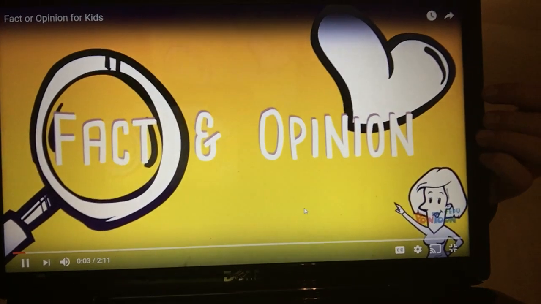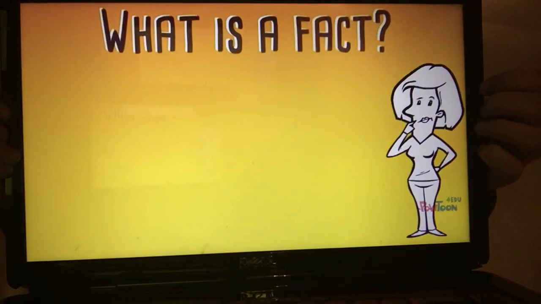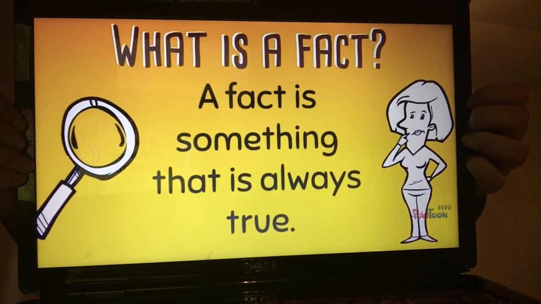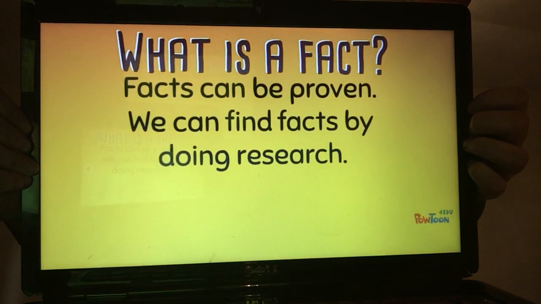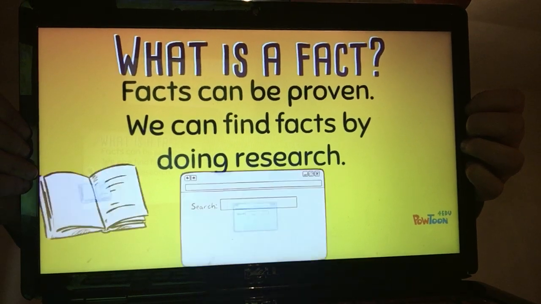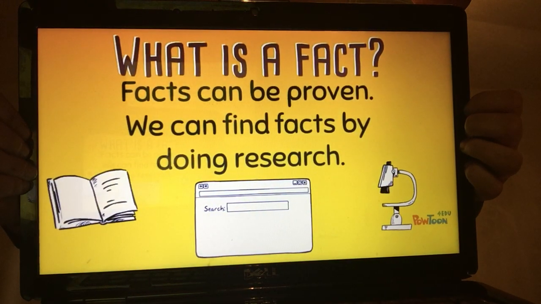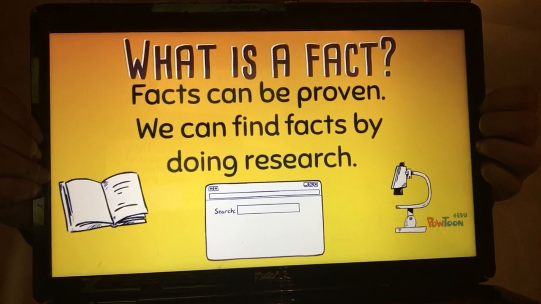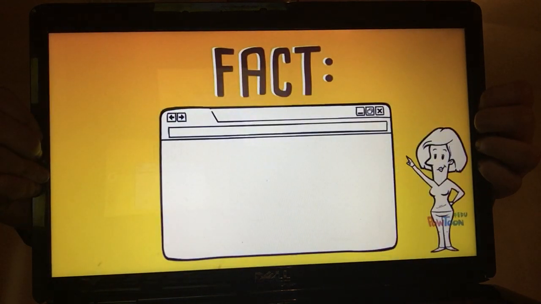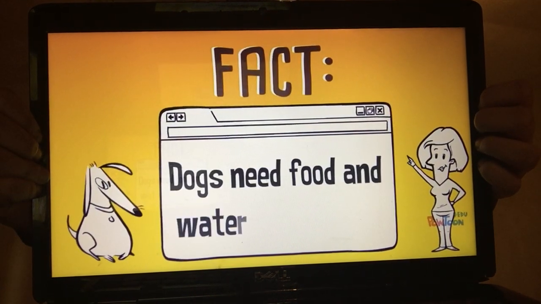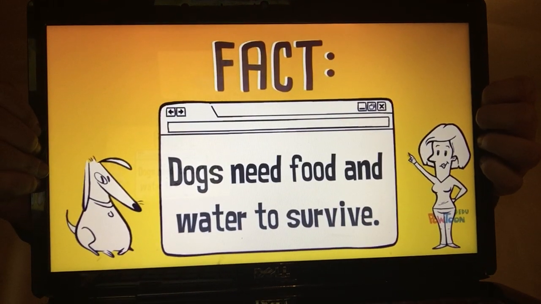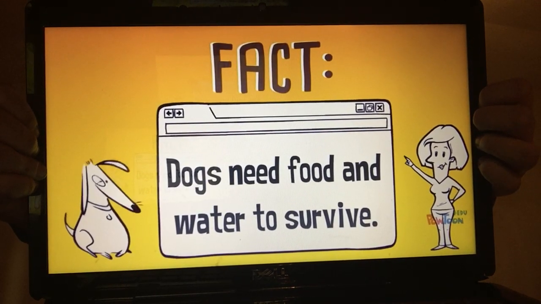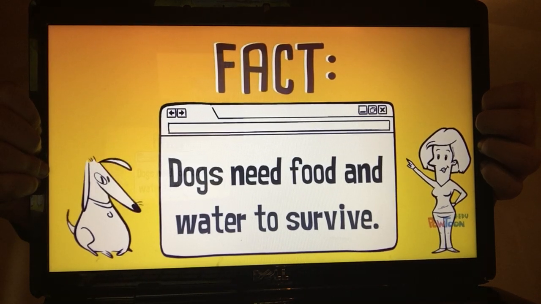Fact and opinion. What is a fact? A fact is something that is always true. Facts can be proven. We can find facts by doing research in books, on the internet, or we could even do research of our own. Here's an example of a fact. Dogs need food and water to survive. This is always true. You could find this information in a book or on the internet.